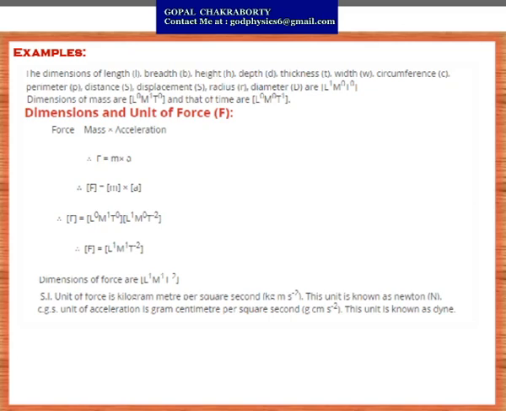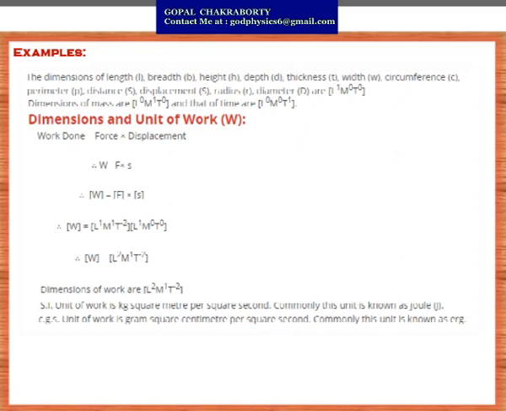Next one, the dimensions and unit of work done. Work done is force into displacement. Force, that is Newton, kg meter per second square, has a dimension L to the power 1, M to the power 1, T to the power minus 2 within square bracket. Displacement is L to the power 1, M to the power 0, T to the power 0. Combining, work done has a dimension L square, M to the power 1, T to the power minus 2. The SI unit of work is kg square meter per square second, commonly known as joule, and the CGS unit of work is gram square centimeter per second, commonly known as erg.